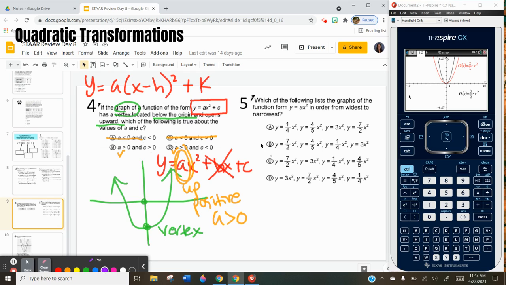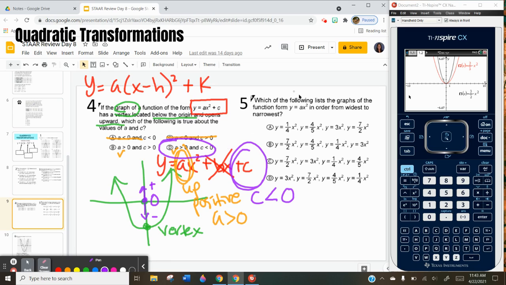The next one is what I was looking at a little while ago, which is your c value. Does it hit above the 0? Is it positive, or is it hitting below the 0 where it's a negative? Here it hits below the 0. So the c value is negative, which means it's less than 0, which makes my answer D.